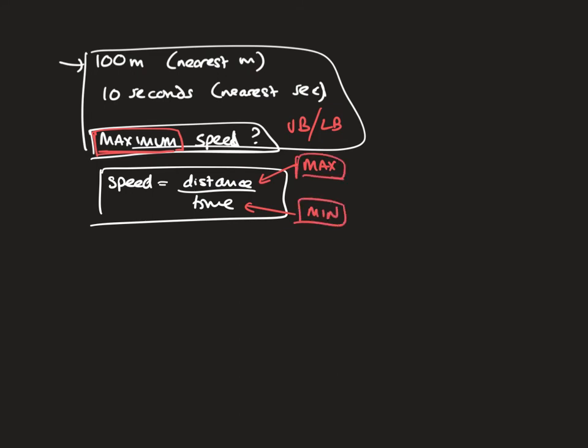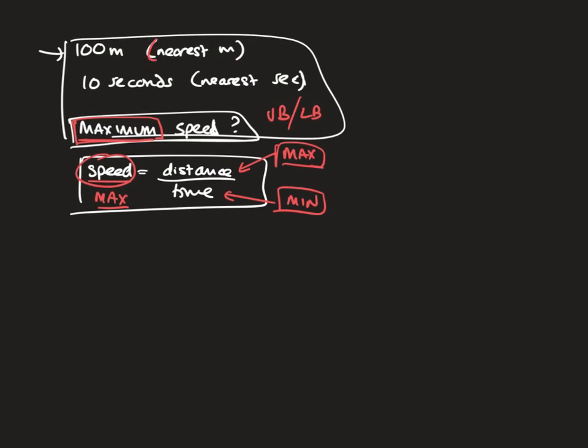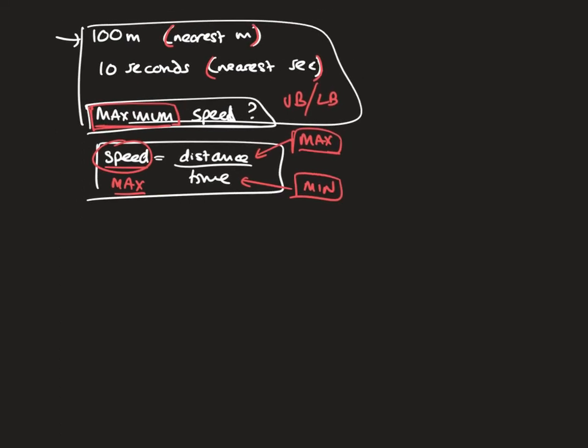You want to go really, really far in a very short amount of time, and that will give you your maximum speed. Okay. So what are you talking about, Mark? Maximum distance in a minimum time? Surely this person ran the distance they ran, in the time that they did. Well, actually, what we're told here is that it's 100 meters to the nearest meter, and it's 10 seconds to the nearest second. So for the 100 meters, we can find our upper and lower bounds.